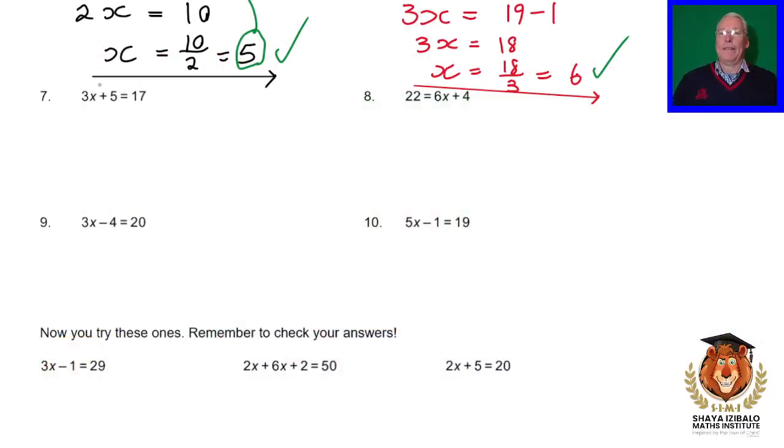So this first one, 3x plus 5 is 17. All right, we're trying to solve this equation. We're trying to work out what value of x makes this true. Now, let's just talk about what's happening to x here. It's being multiplied by 3, and then we are adding 5.